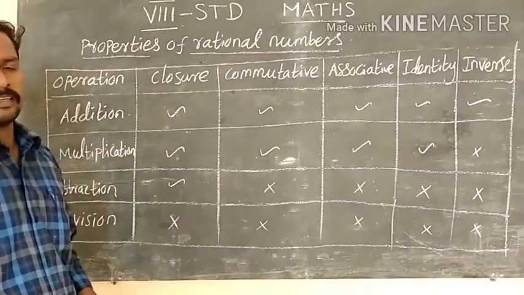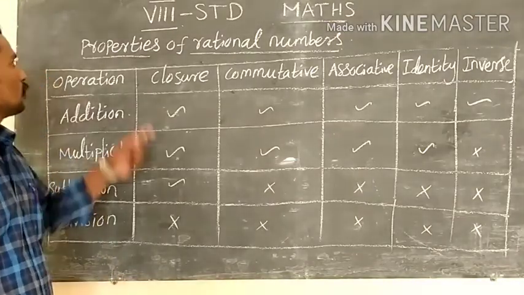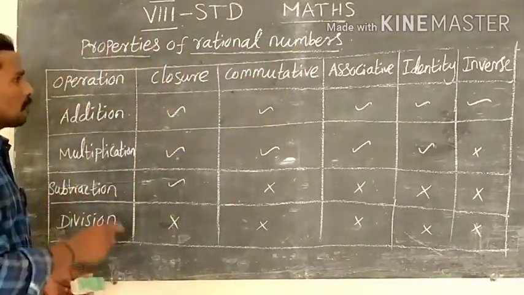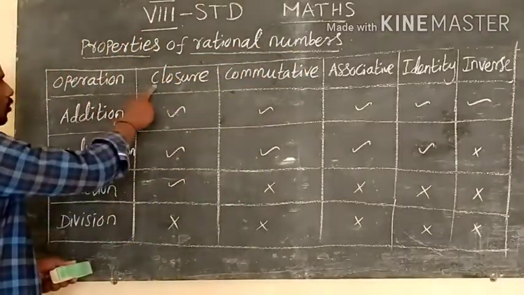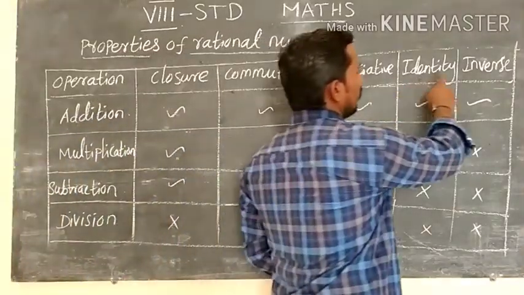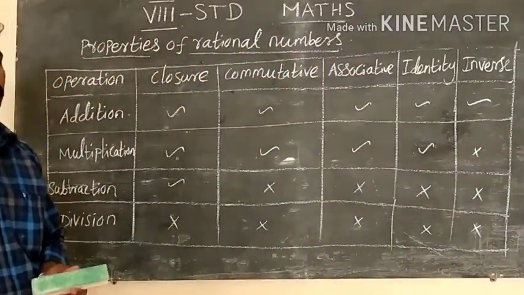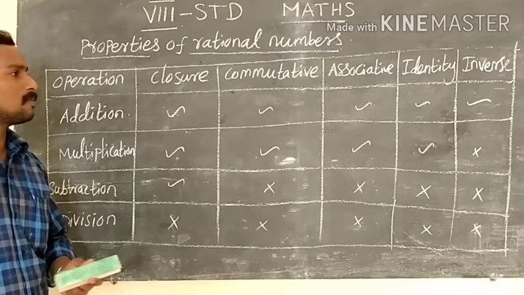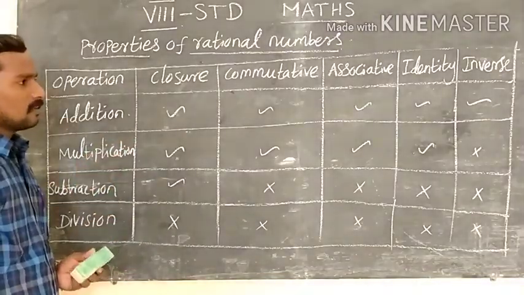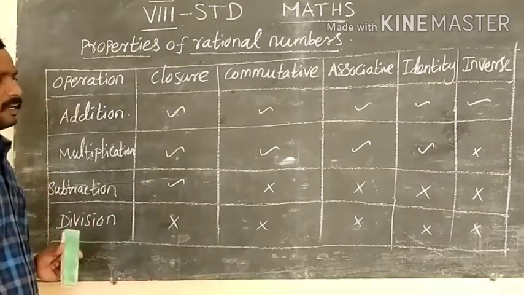Welcome to maths class. In this class, we are going to see about properties of rational numbers. The properties we have are closure, commutative, associative, identity, inverse and distributive property. These are all the properties we have in our syllabus. Depending upon the operation, we get the results. I will chart out the results clearly now.